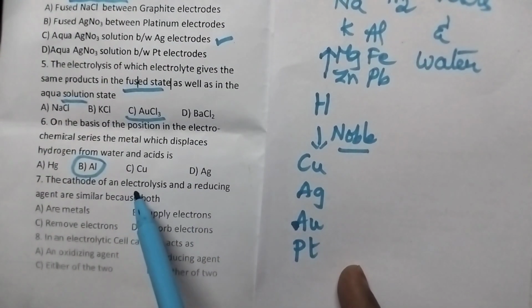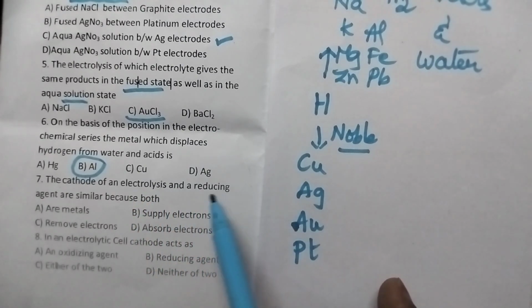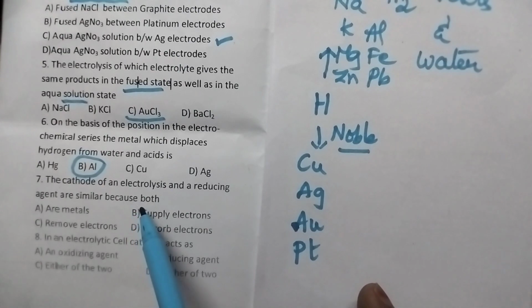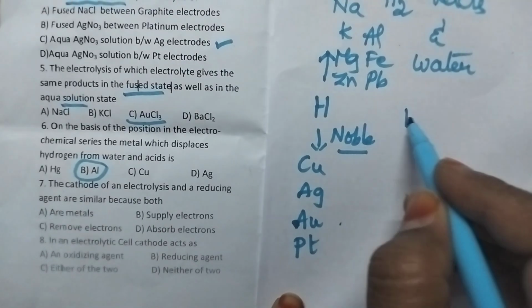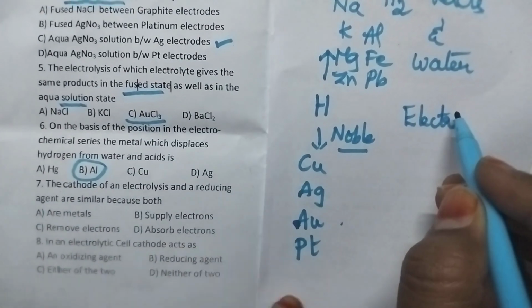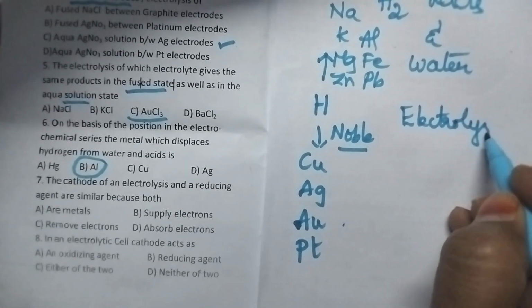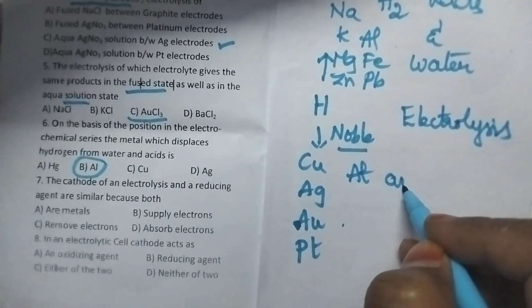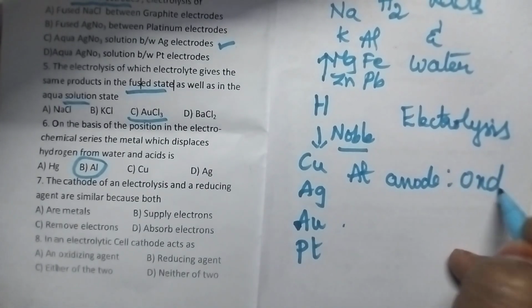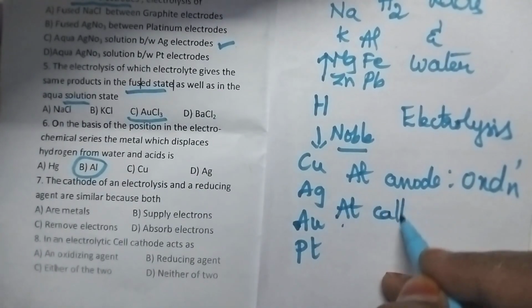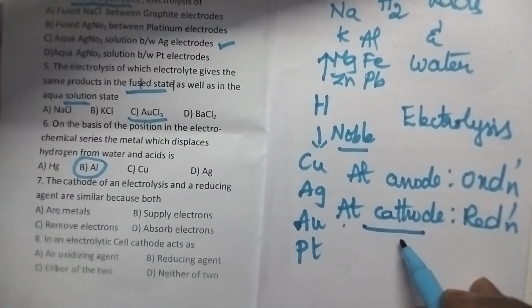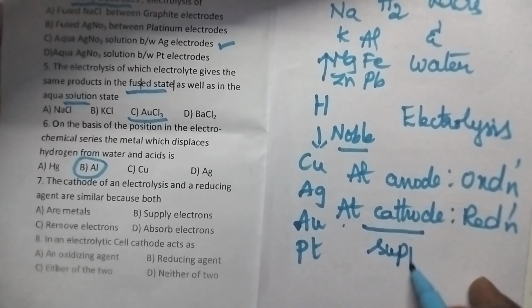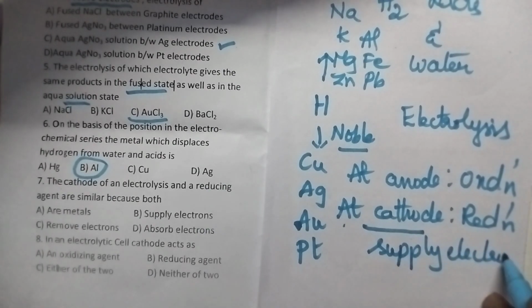The cathode of an electrolysis and a reducing agent are similar because both. Especially if we consider the process of electrolysis, always at the anode oxidation takes place and at the cathode reduction takes place. So what is meant by reduction? Gain of electrons. That means the cathode is capable of supplying electrons. So the cathode will supply electrons.